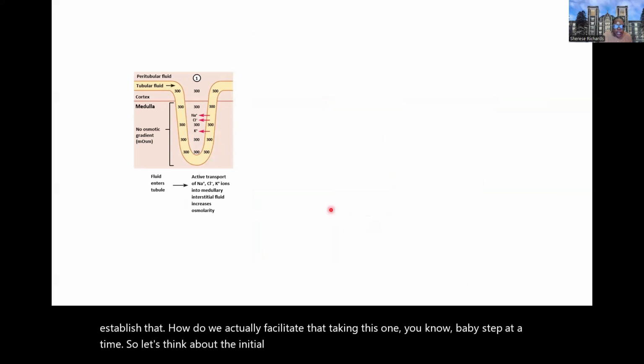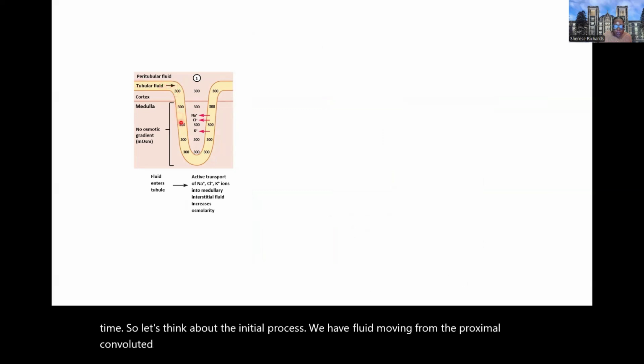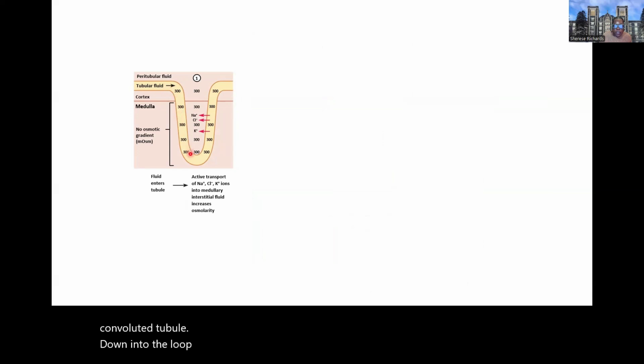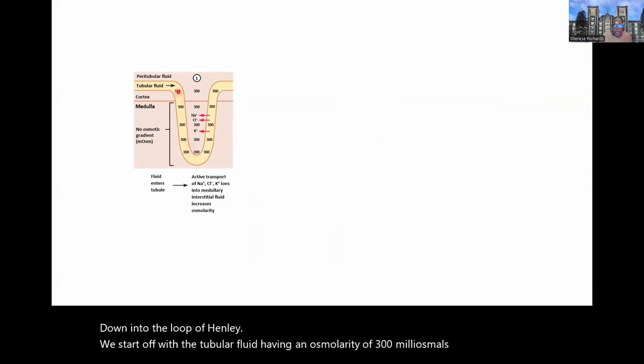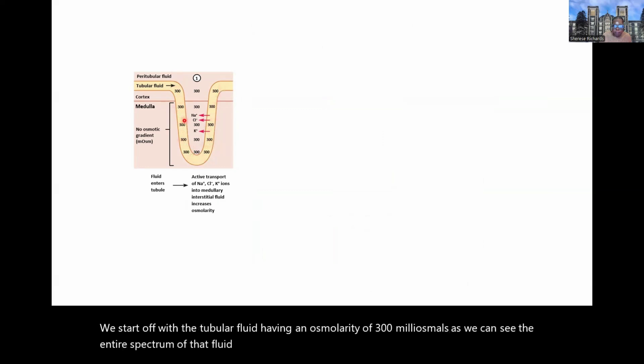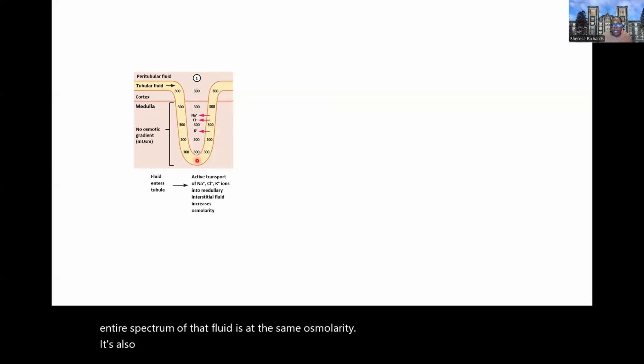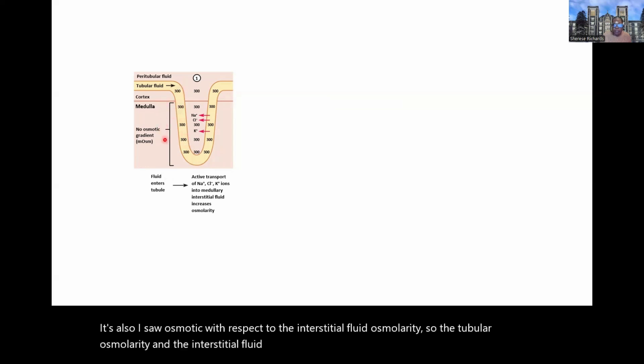We have fluid moving from the proximal convoluted tubule down into the loop of Henle. We start off with the tubular fluid having an osmolarity of 300 milliosmoles. As we can see, the entire spectrum of that fluid is at the same osmolarity. It's also isoosmotic with respect to the interstitial fluid osmolarity. So the tubular osmolarity and the interstitial fluid osmolarity are the same.